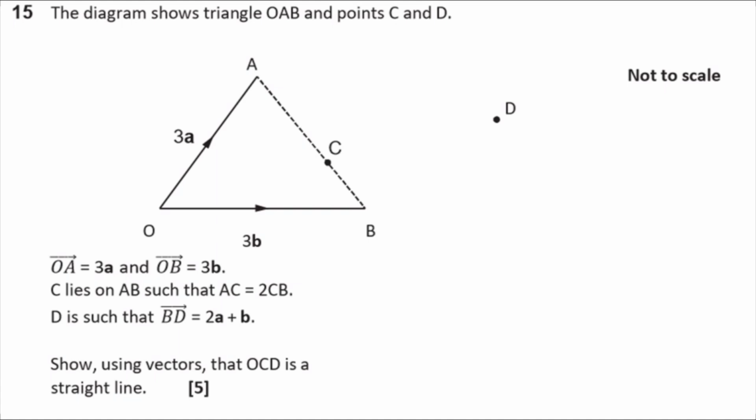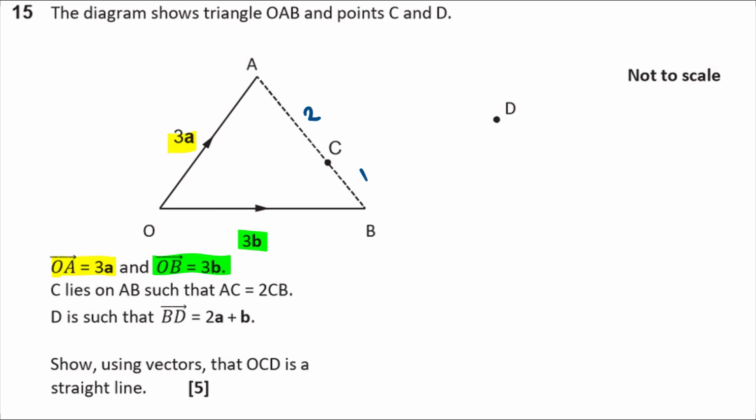Firstly, is all the information in the text on the diagram? And I think it isn't, is it? So O to A is 3A, that's there, look. O to B is 3B, so that's there. C lies on AB such that AC equals 2CB. C lies on AB such that AC is 2 lots of CB. Okay, so this line here cuts in the ratio of 2 to 1, isn't it? Okay, that is useful. It can be useful for finding O to C as a vector in a minute.